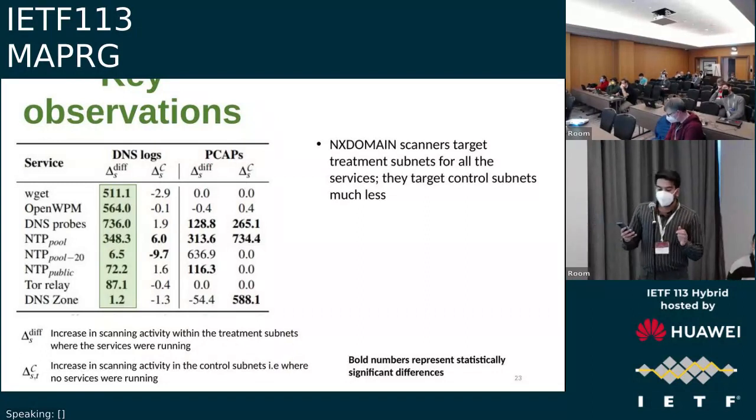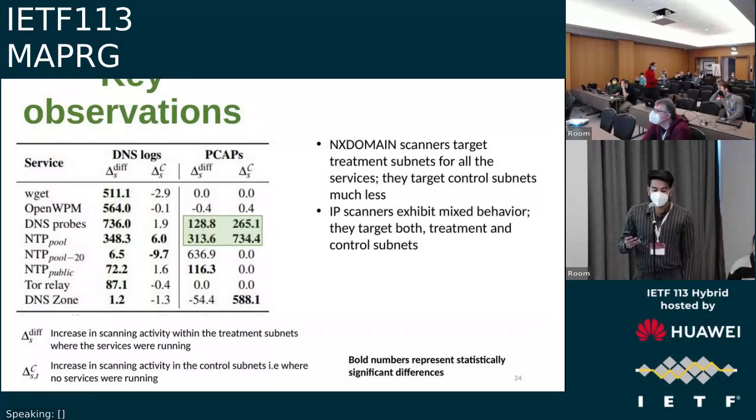So some of the key takeaways we have are that NX domain scanners target treatment subnets for almost all the services. They target control subnets much less. And IP scanners kind of exhibit mixed behavior. They target both treatment and control subnets because they don't really have an idea. Every time they want to scan something, they have to go deeper and deeper inside the subnets themselves to figure out if there's an address in it or not. On the other hand, NX domain can just send one request. If it gets an NX domain, it can just wipe out the entire subtree.